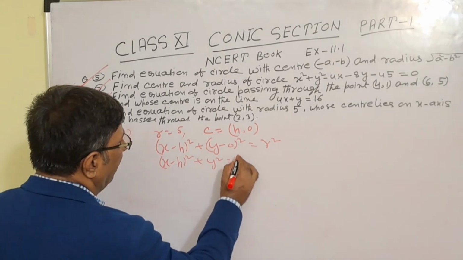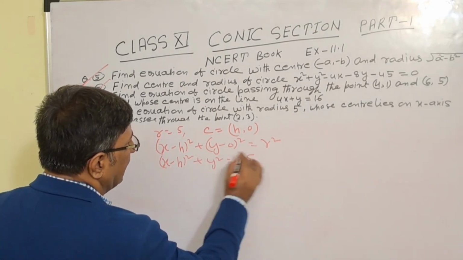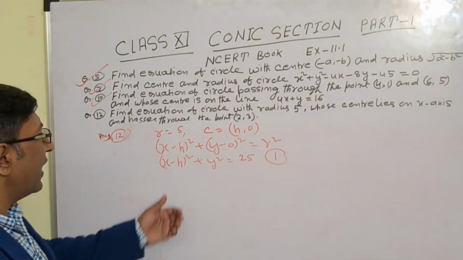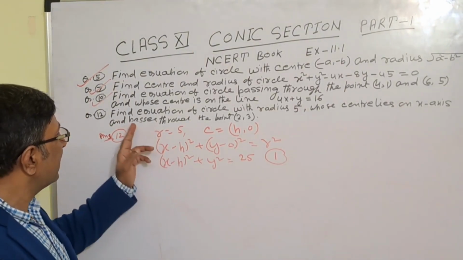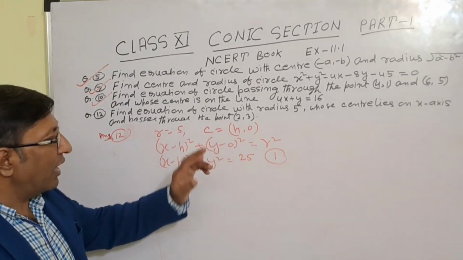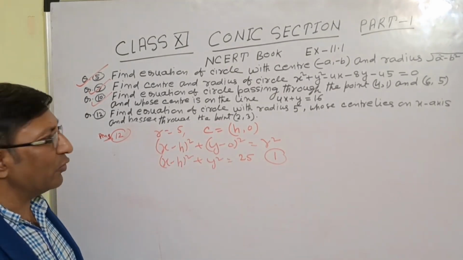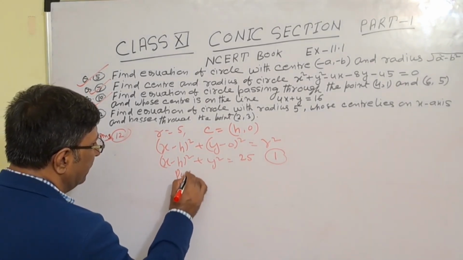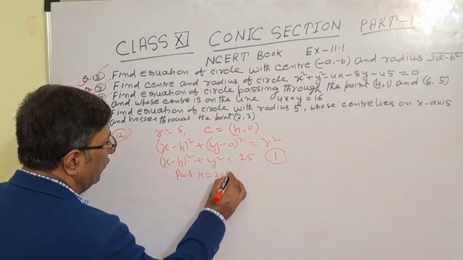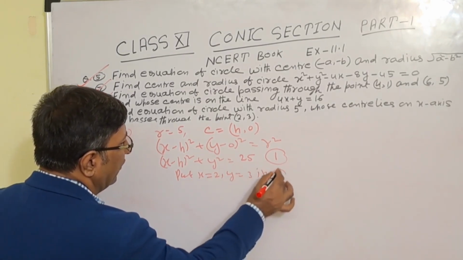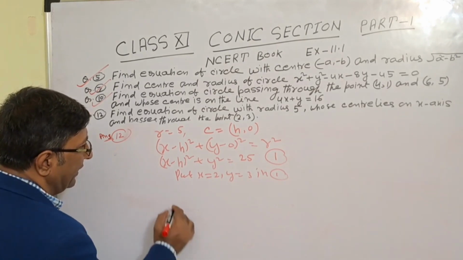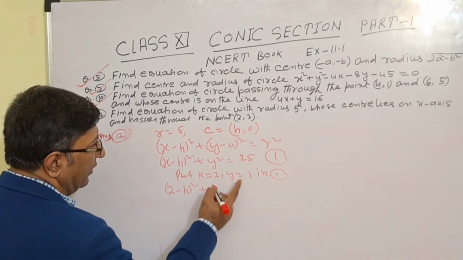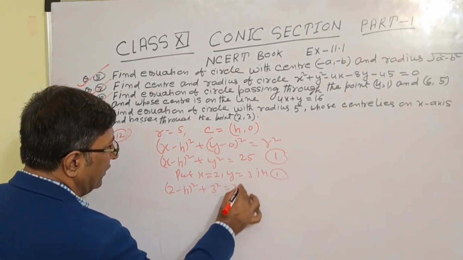So r is given as 5, so this is 5 square, 25. This is the first equation. Now we have to find the value of h. For this, the circle passes through the point (2, 3). So (2, 3) will satisfy this equation. So put x equal to 2 and y equal to 3 in equation number first. So you will get (2 minus h) whole square plus y square, 3 square, equal to 25.